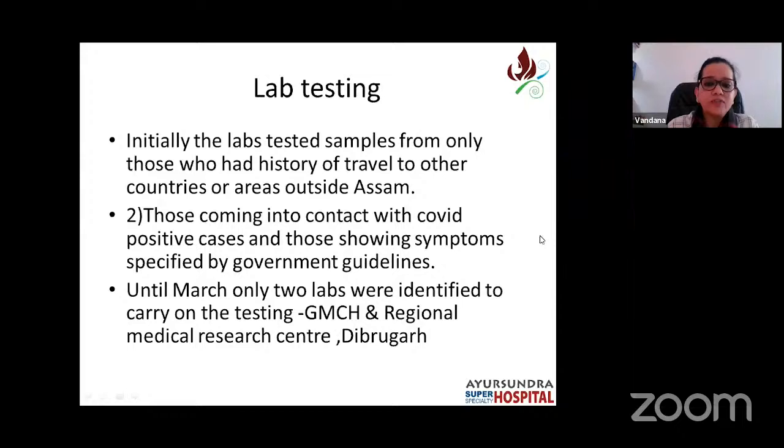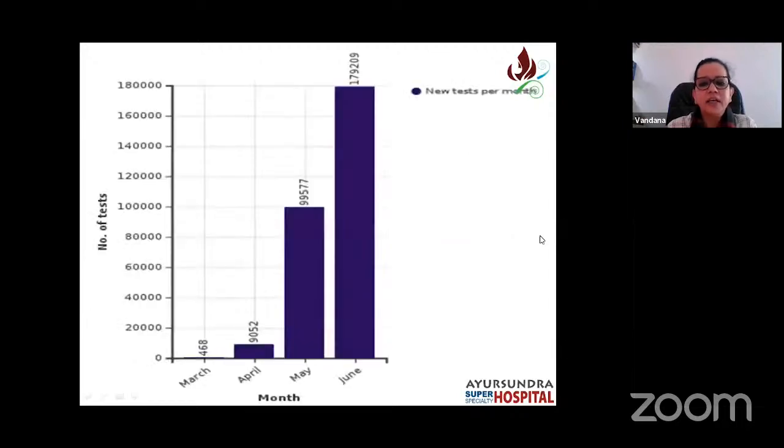The next most important strategy was lab testing. Initially, the test was being done only for patients who had a travel history or who tested positive or were in contact with the patients. So there were only 2 labs identified. One was Guwahati Medical College and Hospital. The other was Regional Medical Research Center in Dibrugarh.